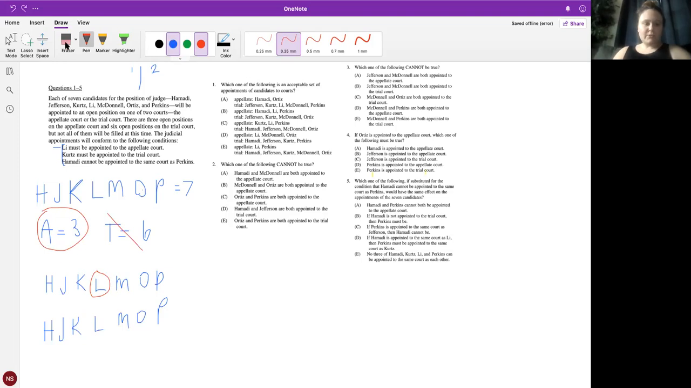Then I'm going to go on to rule number 2. K must be appointed to the trial court. So actually this one, we don't even have to split again. We can still be using the same world, where we're just saying K must be appointed to the trial court. So I'm going to put a slash through K. Actually, I don't like that, so I'm going to use a square for trial. Does that make sense? Use a triangle. A triangle? Okay, I'll use a triangle.